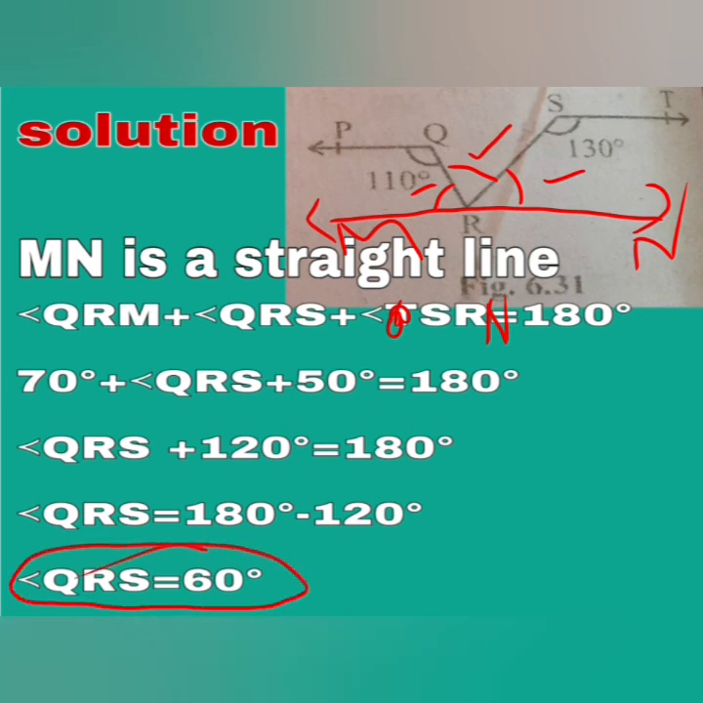So this is the solution for the fourth question of the second exercise from the lesson Lines and Angles. Hope you understood. We are using the property of co-interior angles, whose sum is equal to 180 degrees. Next, we are using the property of a straight line, which is equal to 180 degrees.